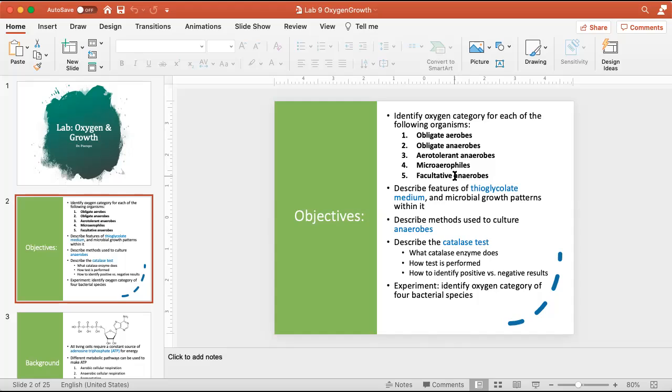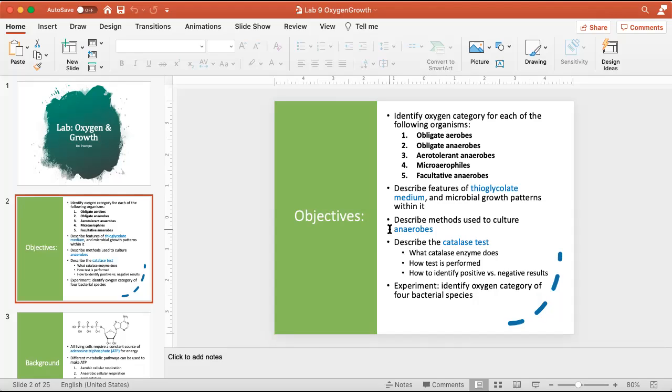Then we're going to look at a type of culture medium that is used to help us figure out which category an unknown microbe falls in. This special medium is called thioglycolate medium. And this is the first medium that we'll look at that has that semi-solid consistency. We're going to inoculate the medium and we're going to let microbes grow in it. And we're going to look for a pattern of how they grow in the tube to tell us which category they belong to.